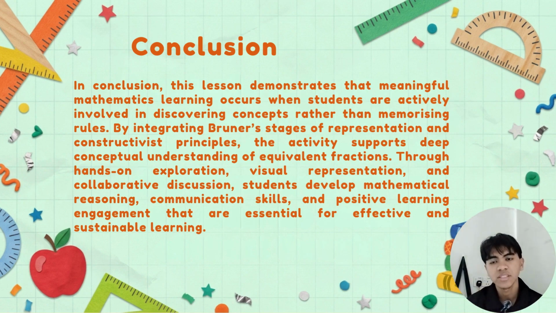Our approach is successful because of two main factors. First, the integration of theory. This lesson design carefully follows Bruner's stages of representation, starting from concrete experience, moving to visual representation, and finally to abstract symbols. At the same time, it applies constructivist principles where students actively build knowledge through experience and discussion. So we are not just teaching equivalent fractions as a topic, but we are following a proven psychological pathway of how students naturally learn best.